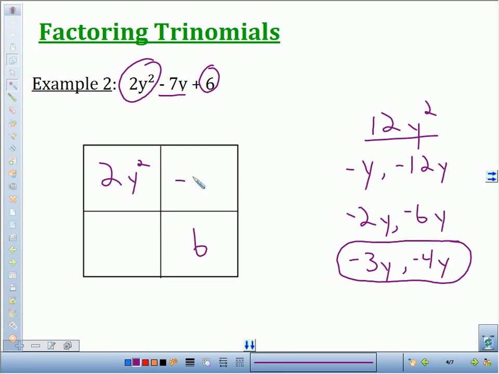That means they're going to go in the box. And I just write them in. Again, it doesn't matter which one I put where. I just put them in the box wherever I feel like.